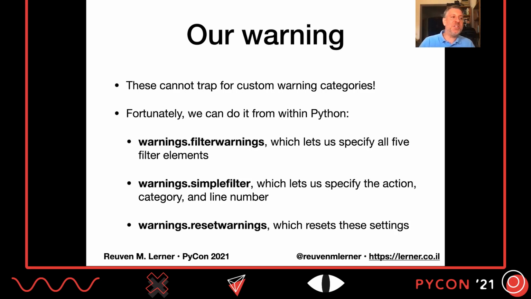The thing is, we can do it from within Python. There are a few different functions we can call. There's warnings.filterwarnings, which lets us specify all 5 different filter elements. But a lot of times you're not going to want to do that. So for normal people, there's simplefilter, and then just specify the action, the category, line number. And then there's also resetwarnings. If you have one portion of your code where you really want to be using warnings in a certain way, and you want to change the filter later on, just do resetwarnings, and it'll do that.